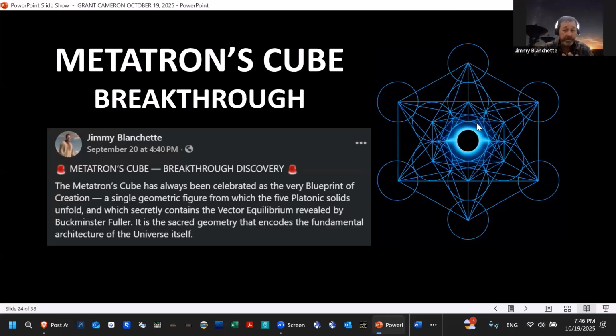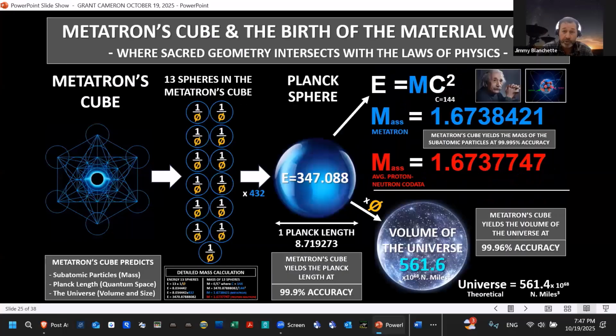So again, Metatron's cube is really unique. It also contains the famous vector equilibrium that was revealed by Buckminster Fuller. It's essentially that figure of sacred geometry that encodes the architecture of the universe itself. Now, one thing about sacred geometry is that we see these figures, we see these signs, but we could never connect them to our actual quantum physics or physics. It's like we had this disconnect. We've not been able to break through it. And I think I've broken at least part of the code here.